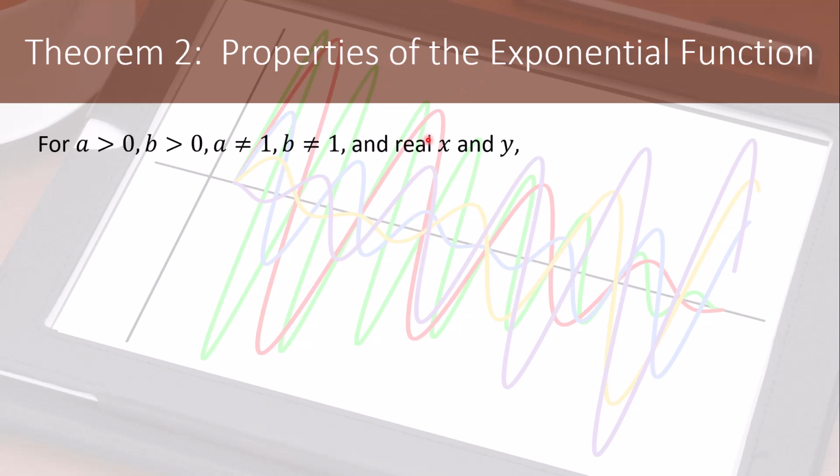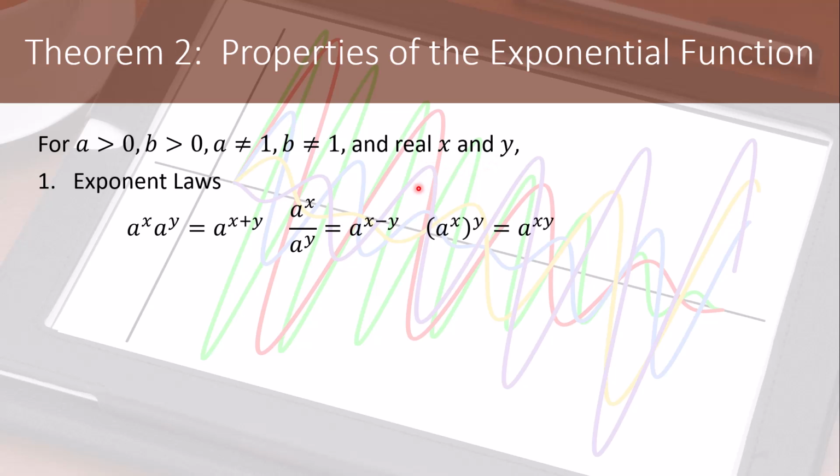Here is theorem 2, and this gives you some of the properties of the exponential function. And here we're going to assume that a and b are positive, they're actually going to be bases, and that they are not equal to 1. So we're basically saying that a and b are bases, and x and y will be real value numbers. Okay, and we have a number of laws that apply here. And here's the first one.